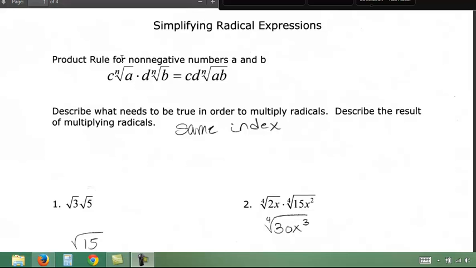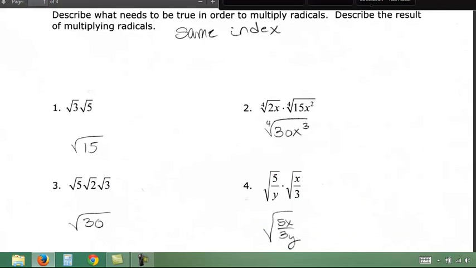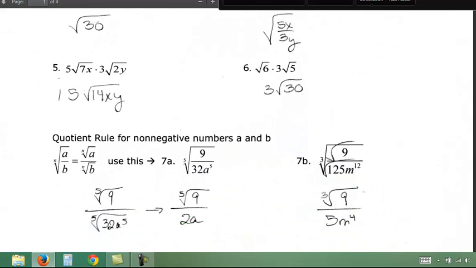Also, if you look where the outside numbers are, they get multiplied and they stay on the outside. And the inside numbers, the radicands, get multiplied and they go inside. And so just double check, did you multiply everything okay?